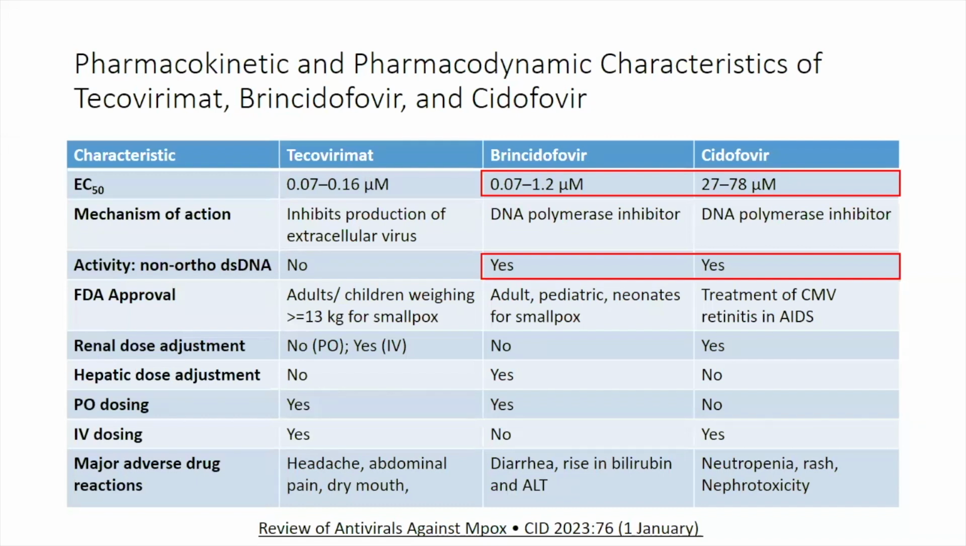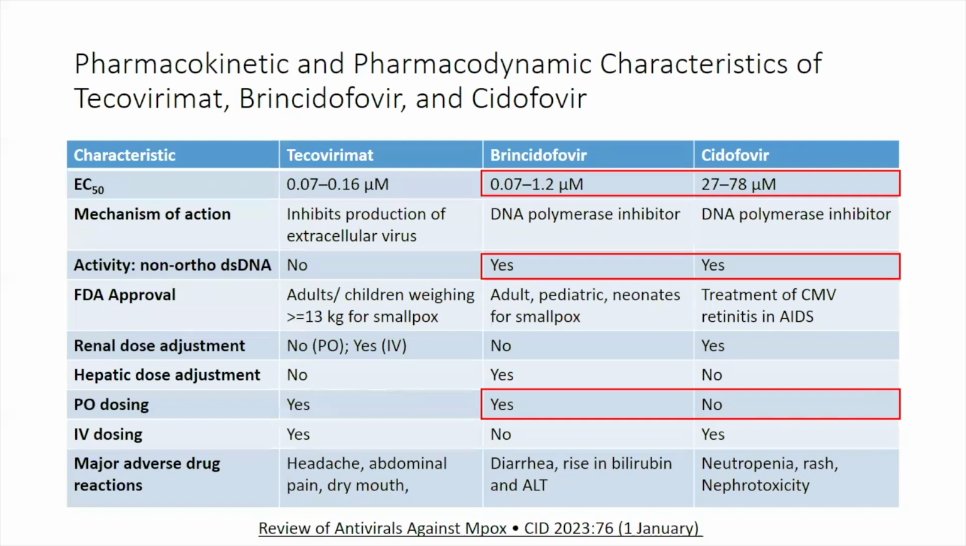What else I wanted to highlight in this table is the per os dosing. Cidofovir is given only IV, while brincidofovir is given only orally. Tecovirimat can be given orally or IV. So that's enough for that.